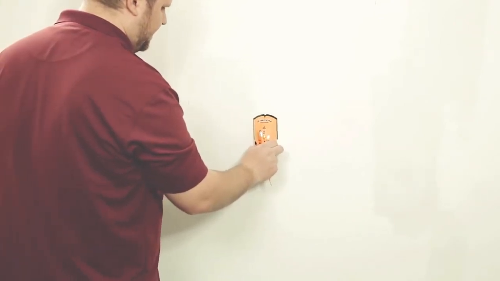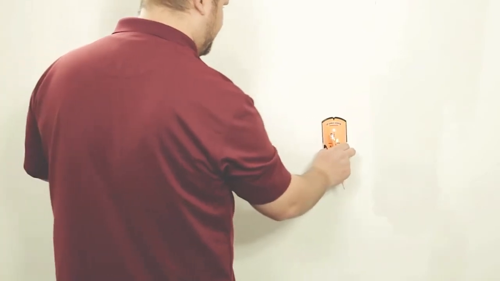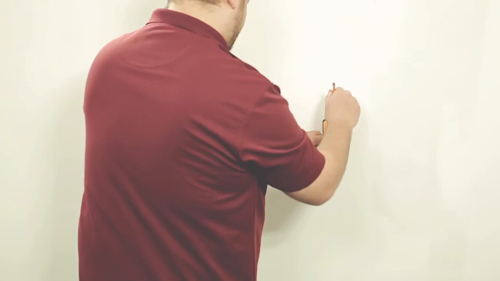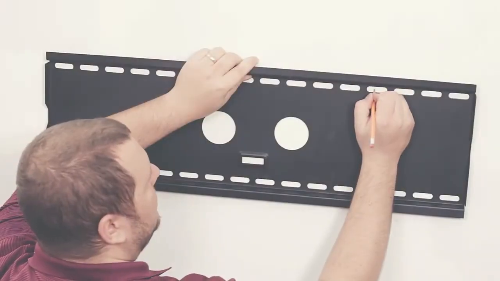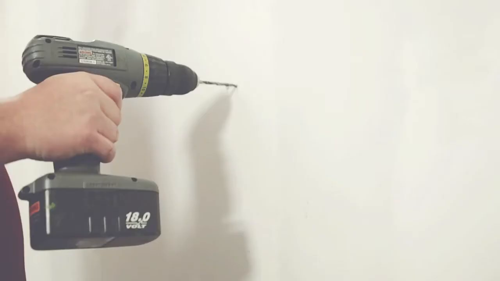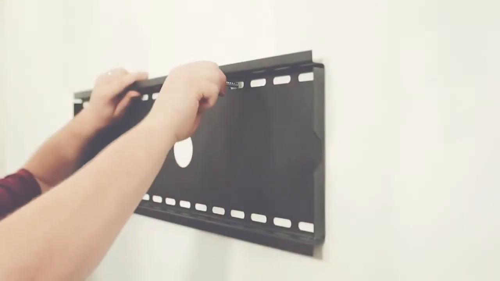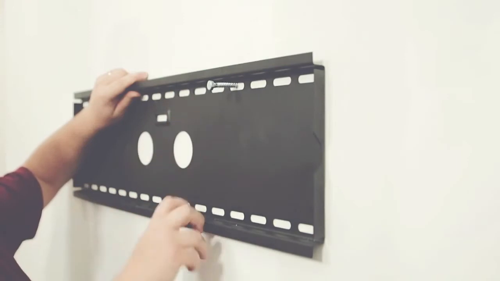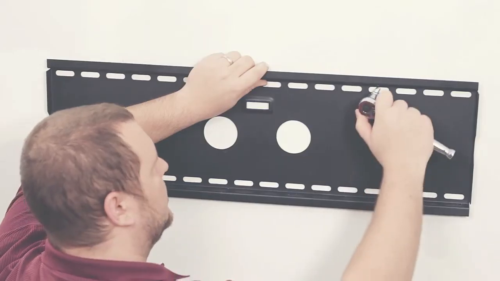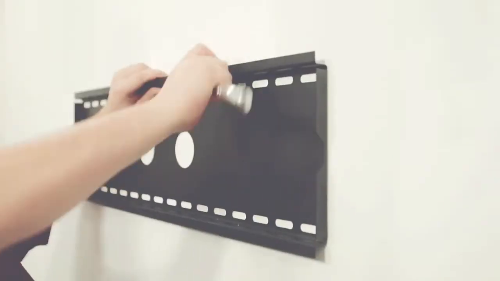With the stud finder, find a secondary stud located near the first one. With a cordless drill and quarter inch bit, drill the first pilot hole. Insert the mounting bolt into the wall through the mounting plate. And finish with a ratchet and socket or a wrench.